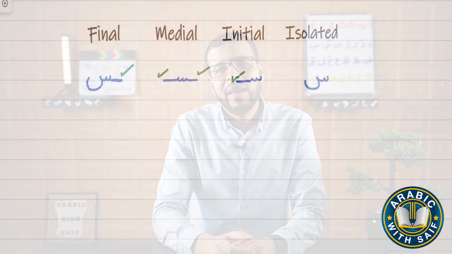In the previous lessons, we have covered 11 letters' different forms. Today, with 2 more letters' different forms, Seen and Sheen. Both have the same forms and the only difference is in the dots. Let's see letter Seen's 4 different forms.